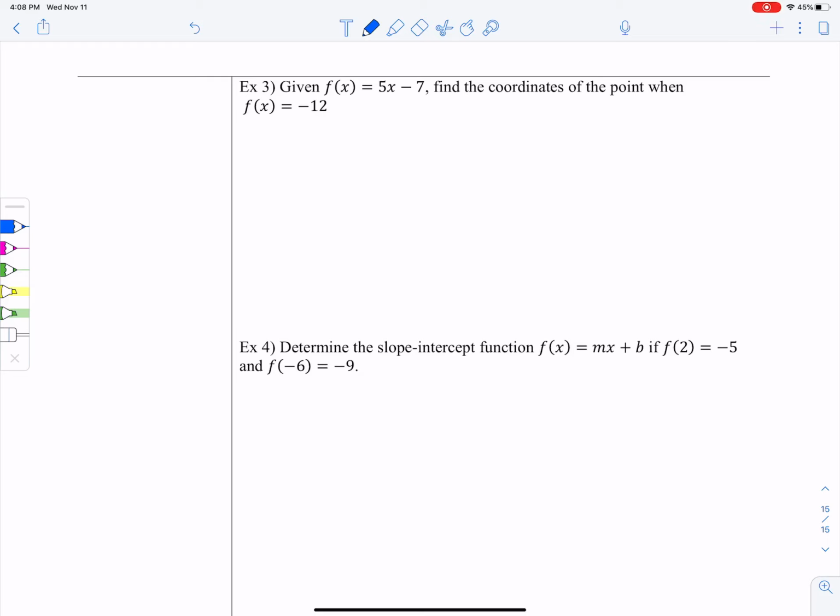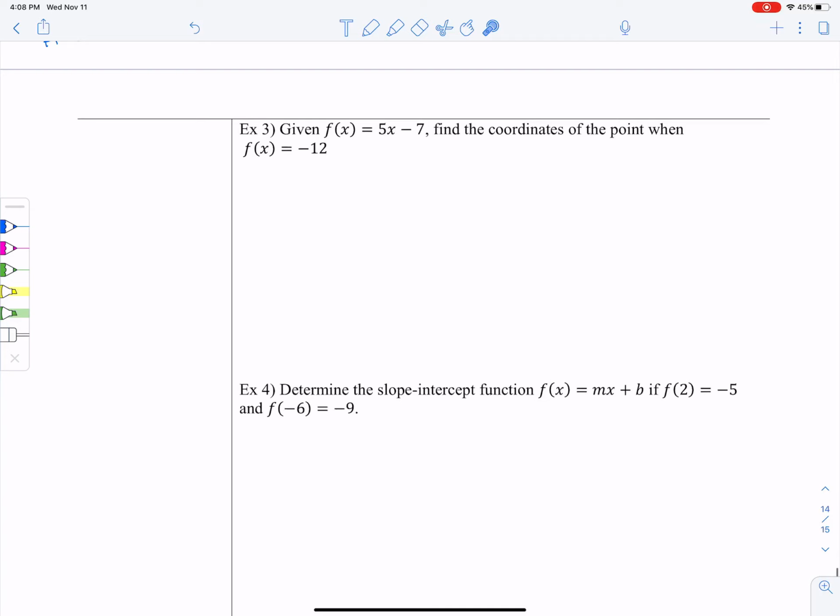This is 5.5, part 2. So in this next section, we're going to be looking at when we replace the y with a value. Here it says, given f of x is equal to 5x minus 7, find the coordinates of the point when f of x is equal to negative 12. So remember, this is like saying y is equal to negative 12.